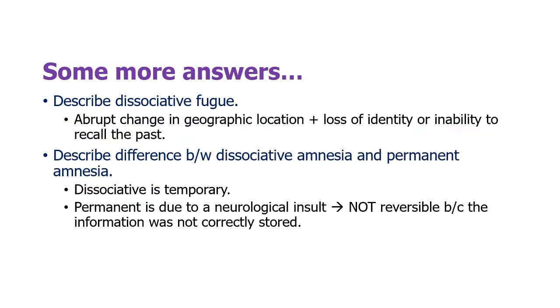Now the answers to before. Describe dissociative fugue. It's an abrupt change in geographic location, plus the loss of identity or inability to recall the past. Next, describe the difference between dissociative amnesia and permanent amnesia. Remember, dissociative is psychological in nature, thus it is temporary, whereas permanent amnesia is due to a neurological insult, thus it is not reversible because the information was never correctly stored in the first place.